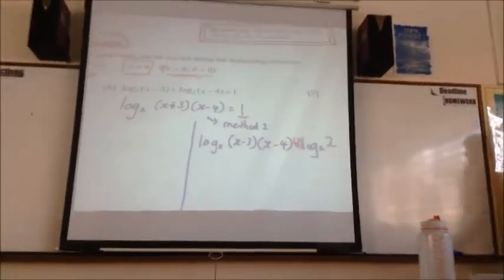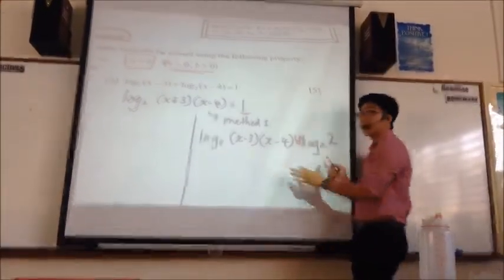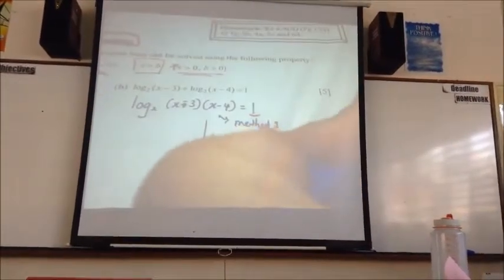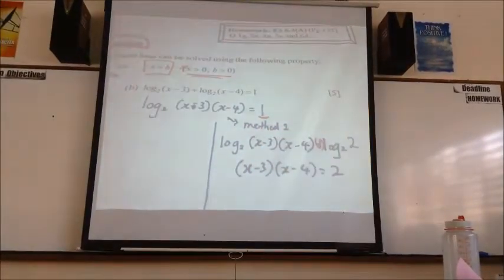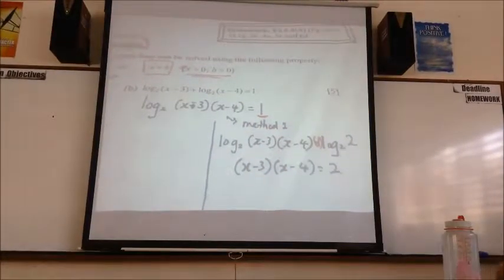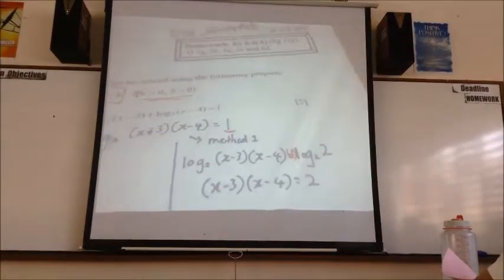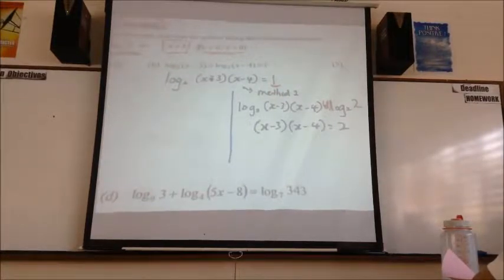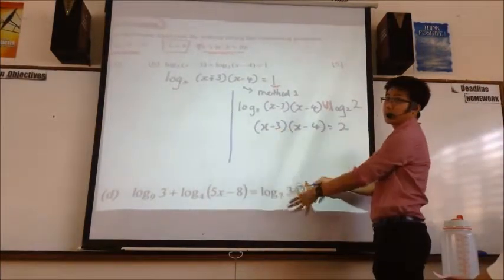Now, moving on. If I have log on this side and log on that side, what can I say about the inside? Same. Which means I can say x minus 3 times x minus 4 is equal to 2. Can you solve this? What must I do? Must expand, bring over to become 0, then solve.